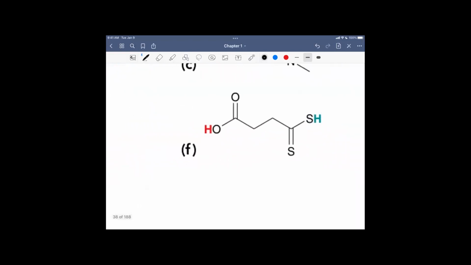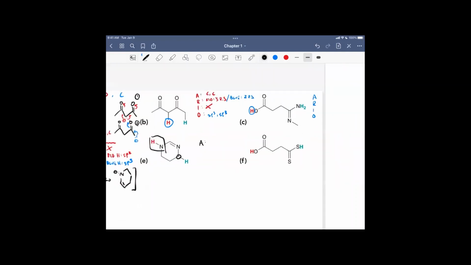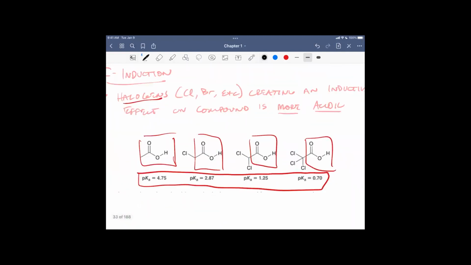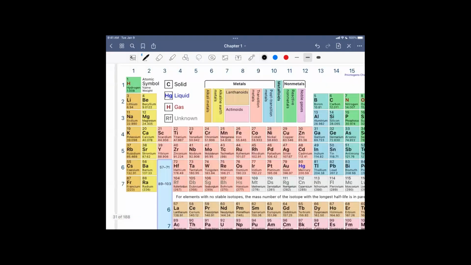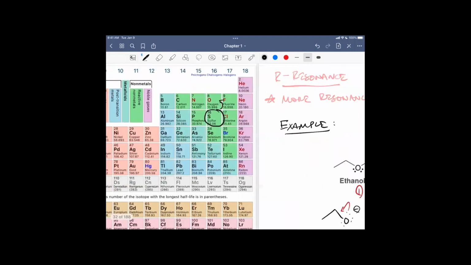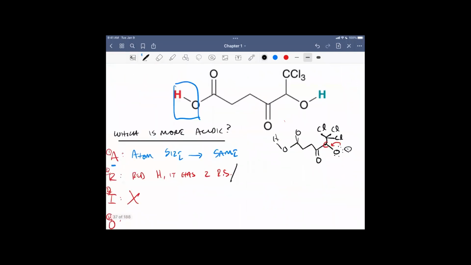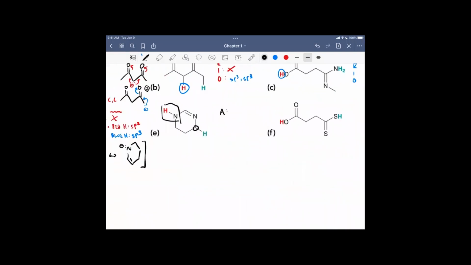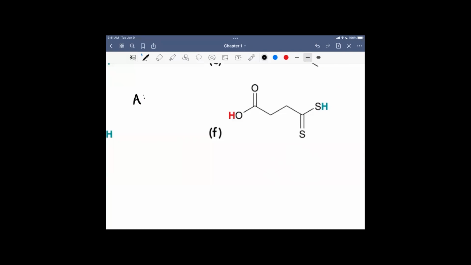Going on to this next one, again, we have a difference in electronegativity and a difference in atoms. Now, sulfur you might not be familiar with. I'll go back to the periodic table. Sulfur is bigger than oxygen. So that should signal that the bigger the atom size is the one we want to pick to be the more stable acid. So that blue hydrogen is going to be more stable. It's going to be more acidic.